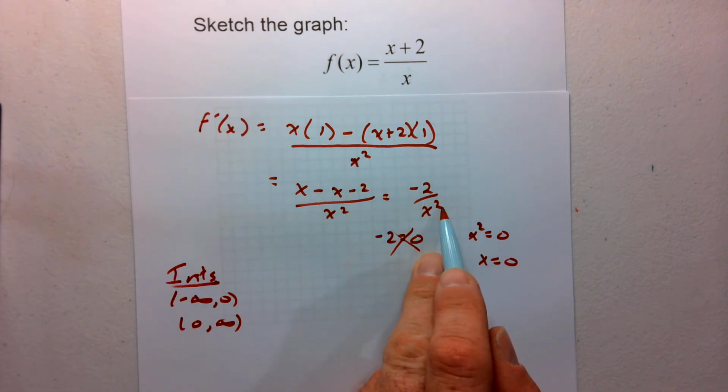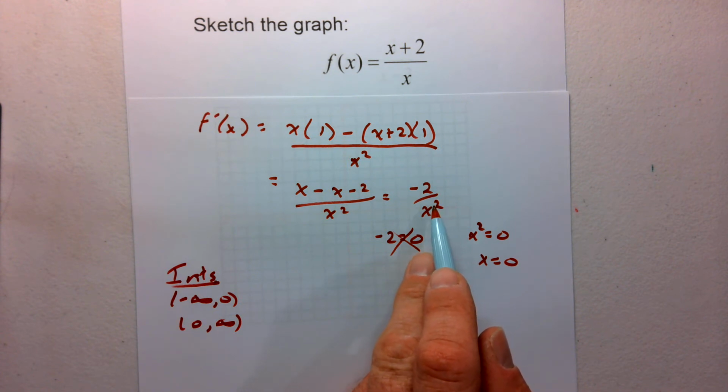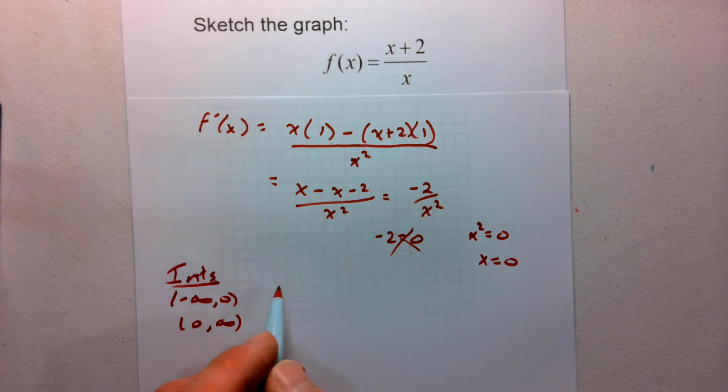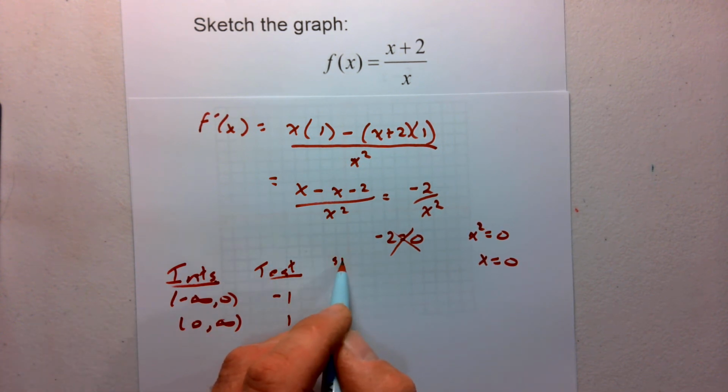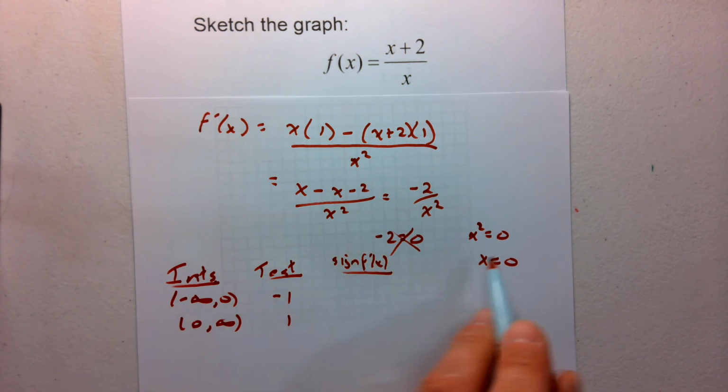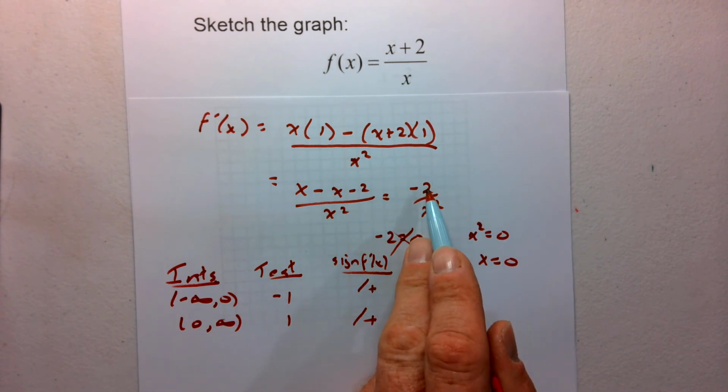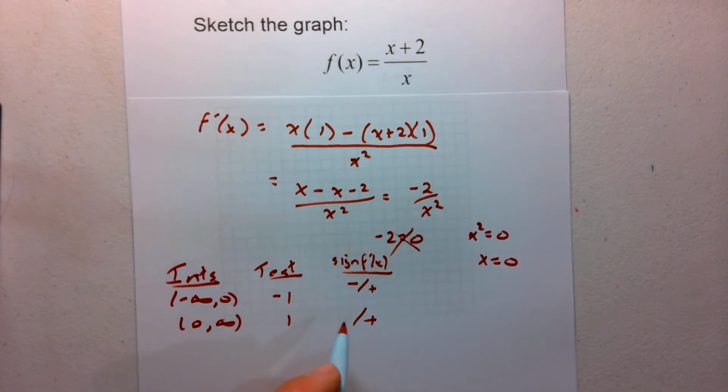Again, if we think about what's always going to happen with this derivative, x squared is always going to be positive. Nope, I guess we need some test values before we do that. Negative 1 and 1. Now we look at the sign of f prime of x. So again, our denominator is always going to be positive. Doesn't matter what we plug in. Our numerator is negative 2. Negative 2 is always negative 2. It's not going to change. So we get a negative divided by a positive, which is negative on both of them. So it's going to be decreasing on both of our intervals. That's going to be interesting, isn't it?